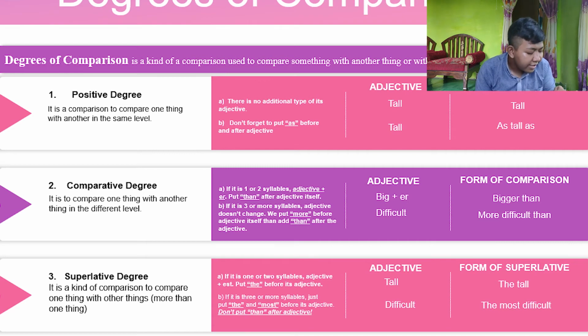Okay, the second rule: if it is three or more syllables, the adjective doesn't change, but we put the word more before the adjective itself, then add the word than after the adjective. So basically it's just like this. Adjective difficult, so the form of comparative is more difficult than. More plus adjective plus than. For the example: Hannah is more beautiful than Honey. Just like that.